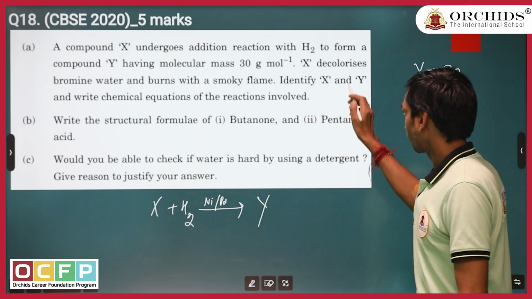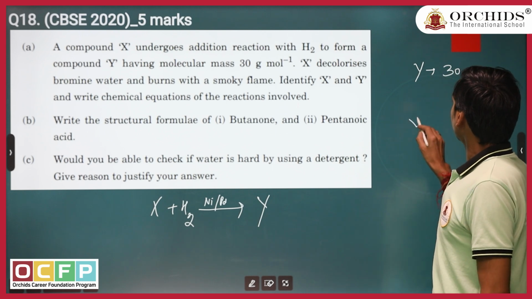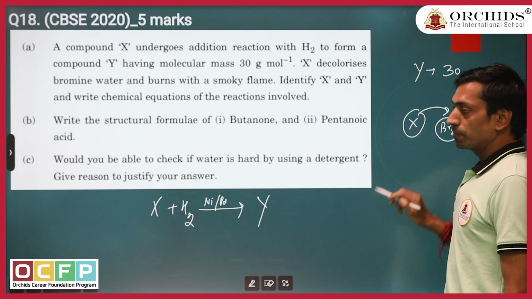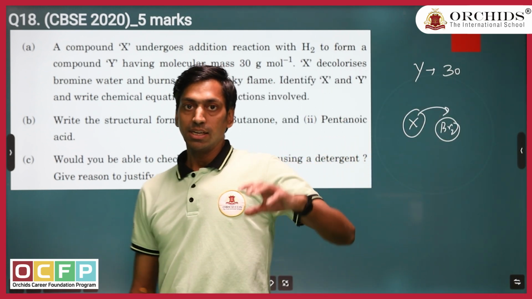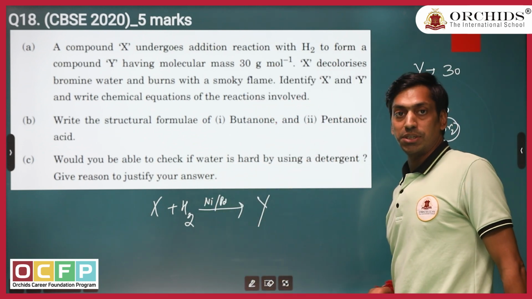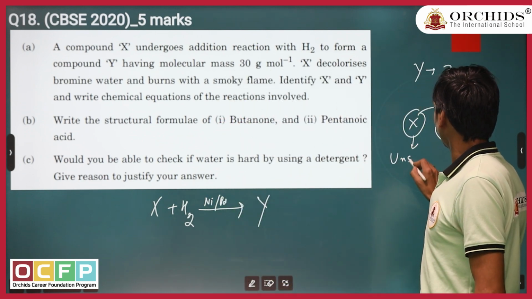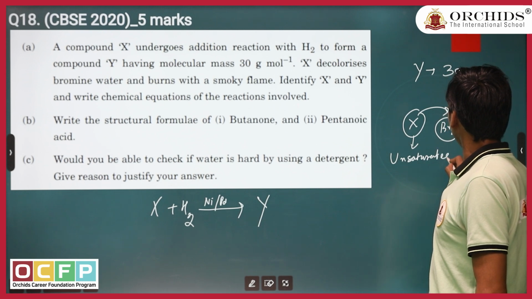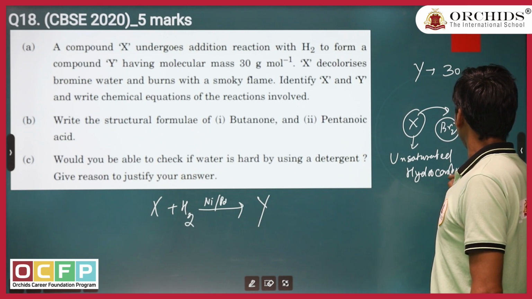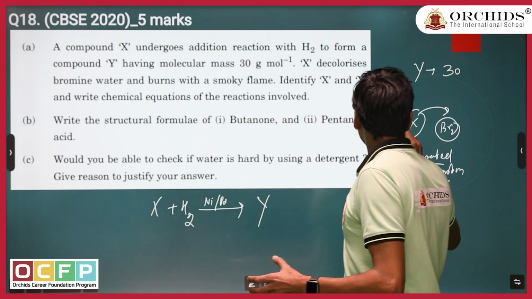X decolorizes bromine water and burns with a smoky flame. Now, when X decolorizes bromine water, that means what? It is the bromine water test. When the bromine water is decolorized, the given substance is an unsaturated hydrocarbon. So one thing is clear, X is an unsaturated hydrocarbon. If you treat bromine water with a saturated hydrocarbon, there is no change in the color. But if the color changes, that confirms the given substance is an unsaturated hydrocarbon.